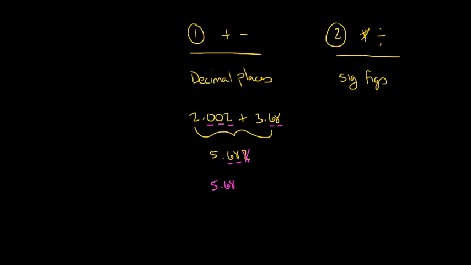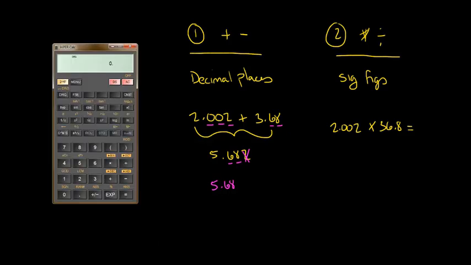With a multiplication or division, we actually need to count the number of significant digits. And the smallest number of significant digits is the number that the answer will have. For example, if we have 2.002 times 36.8, and we plug this into our calculator, the answer is 73.6736.